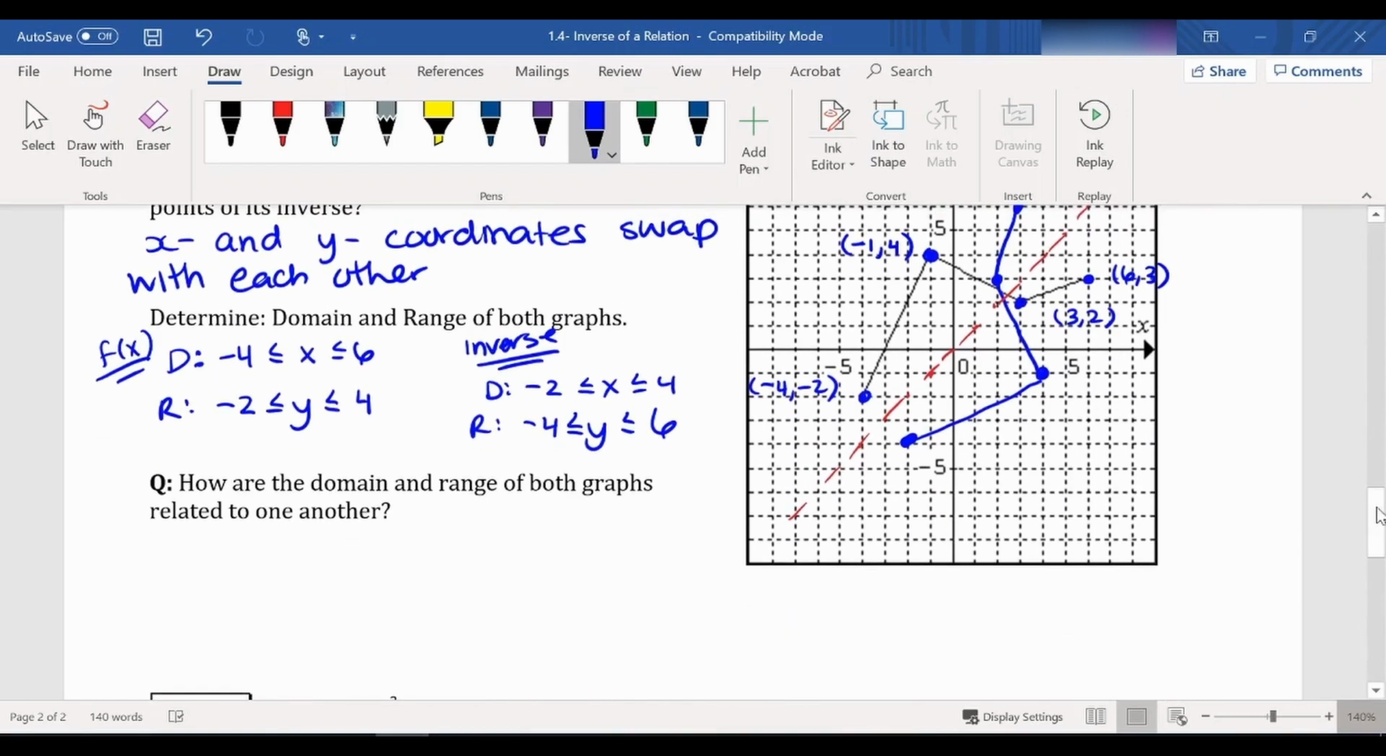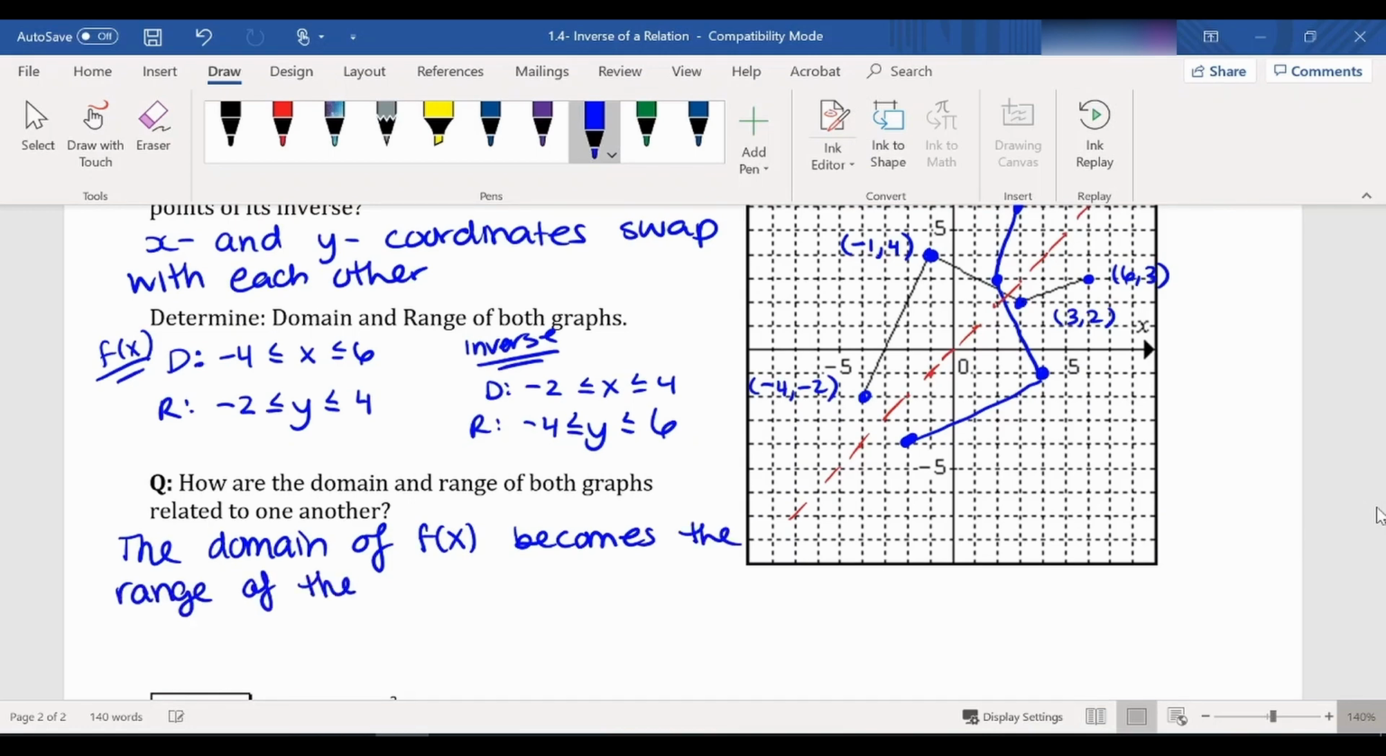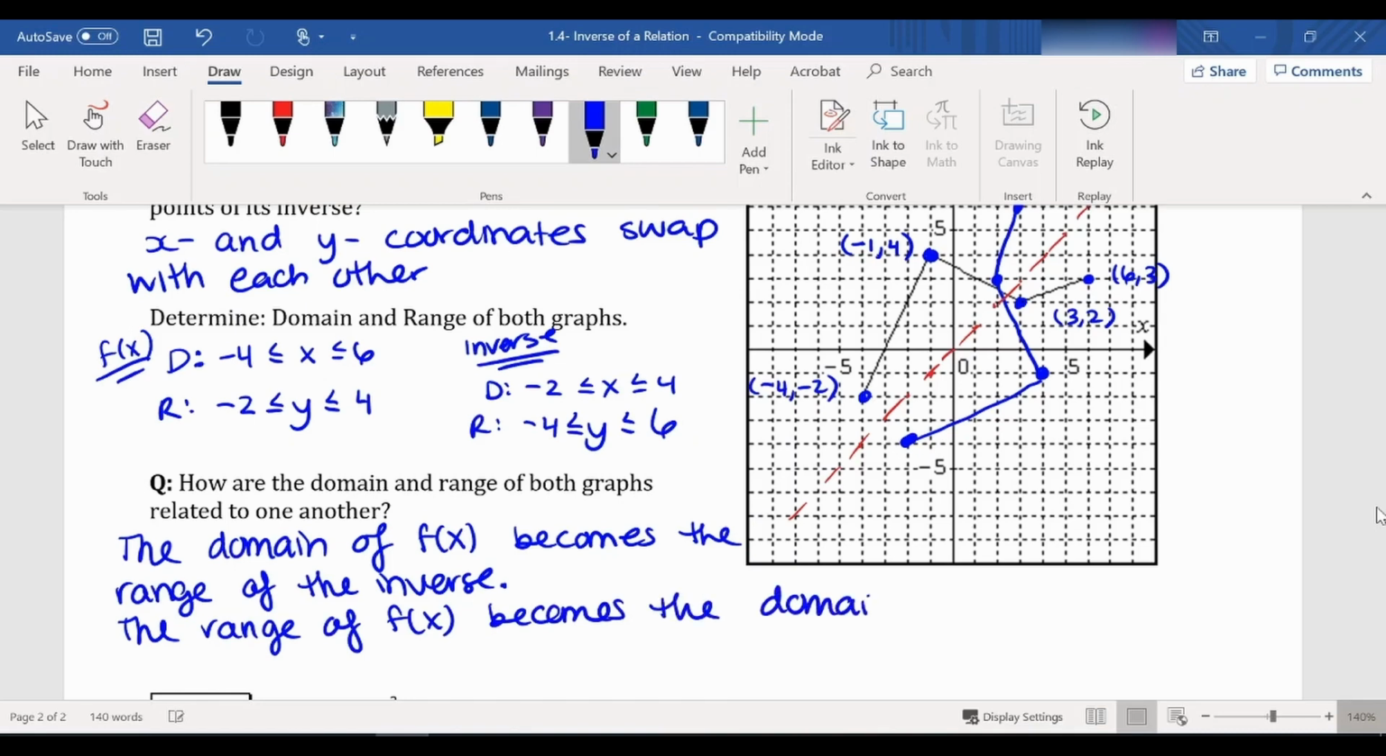Okay. So the domain of f of x becomes the range of the inverse. Okay. The range of f of x becomes the domain of the inverse. Okay.